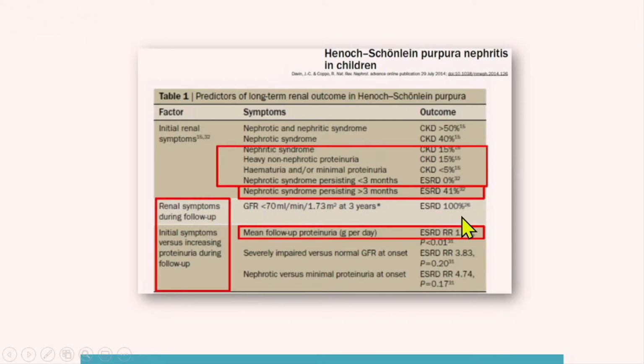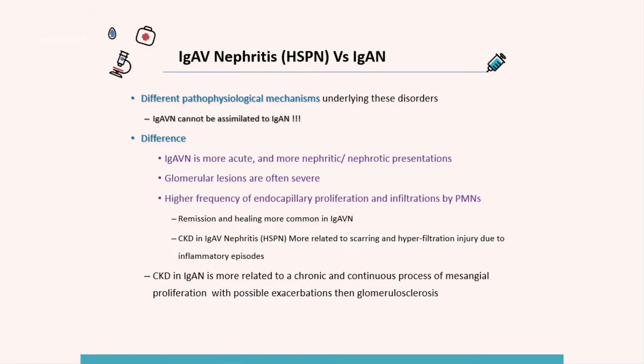So the implication was that if we wait too long, just use ACE inhibitors with, we can say, almost no anti-inflammatory properties, are we going to miss the golden period of time to treat the potentially reversible disease? This is the major drawback. So we have to understand IgAVN is not the same as IgAN, although they have a lot of similarities.